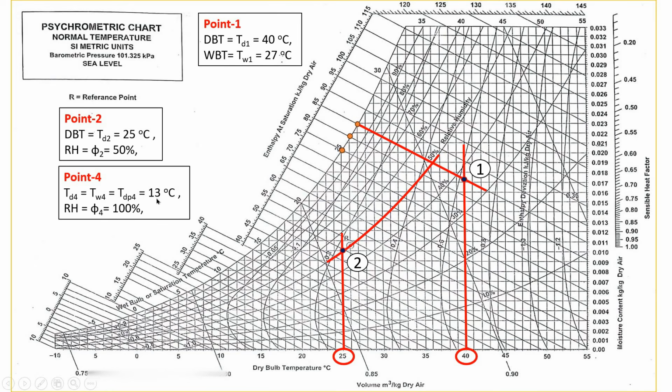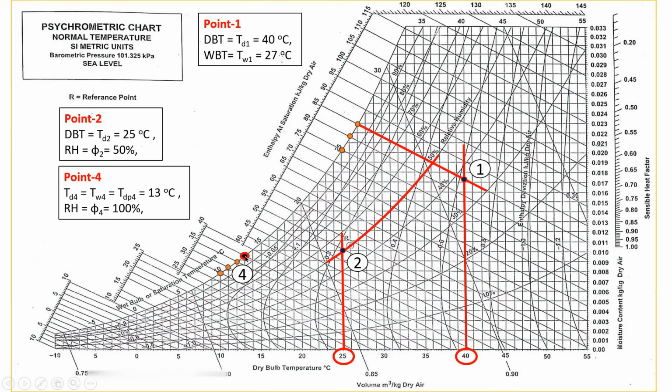So here it is the dew point temperature 13 degrees Celsius and it is saturated air. For saturated air, relative humidity is 100%. So this curve is the saturation curve, and on this curve here it is 10, then 11, 12, and here it is 13. So this is 13 degrees Celsius dry bulb temperature, which is also equal to wet bulb temperature and also equal to dew point temperature. So this is the point 4. In this way we have located 3 points.